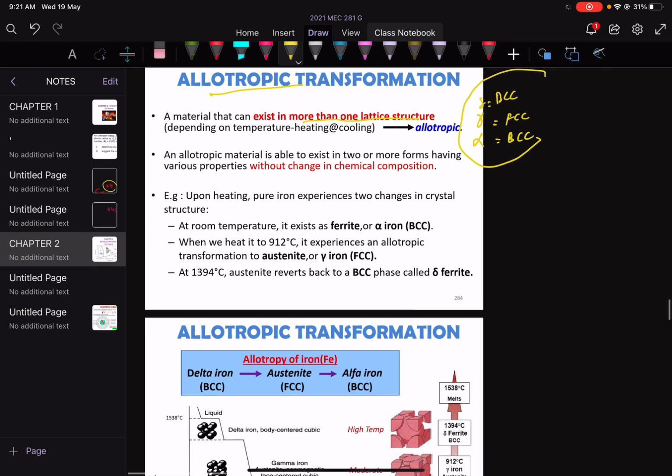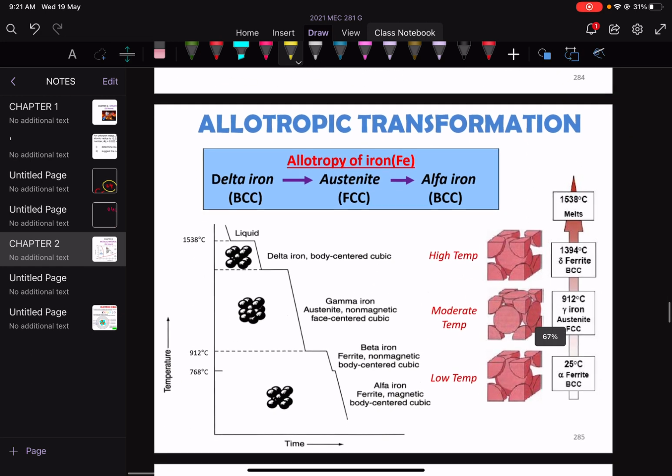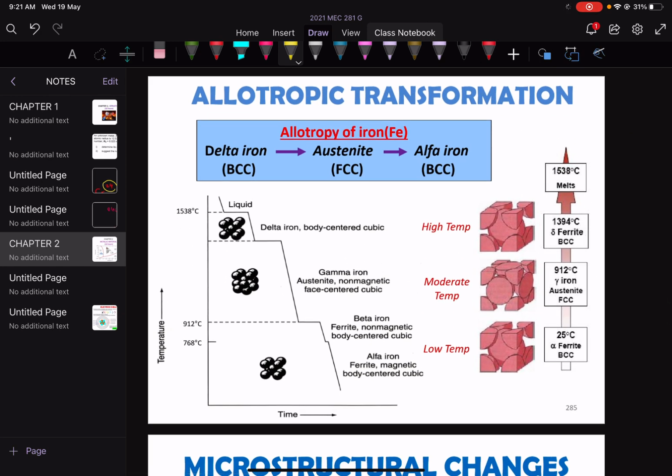So we can see here at room temperature it exists as ferrite or alpha in BCC crystal structure, and when we heat it up to 912 degrees Celsius, it becomes austenite, which is arranged in FCC crystal structure. And then with further heating, austenite will become the BCC crystal structure, which we call delta ferrite. So basically, from delta BCC, it will become austenite FCC and alpha iron. So this is all you need to know about the allotropic transformation.